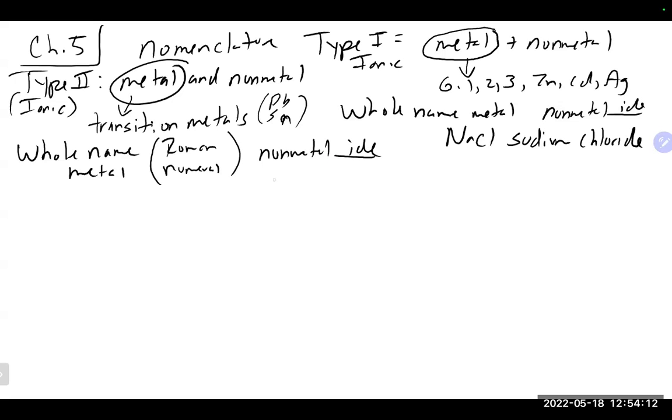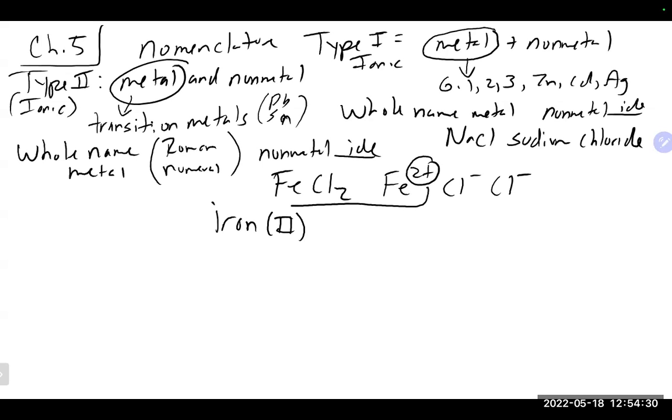So obviously, if we had something like FeCl2, we know that Cl is -1, which means in this case, it is iron 2 and 2 of these Cl minuses. That means the name here would be iron Roman numeral 2, not for how many metals you have, but for the charge. And even though you have 2 of the chlorides, it is still just chloride at this point. Question on type 1, type 2.